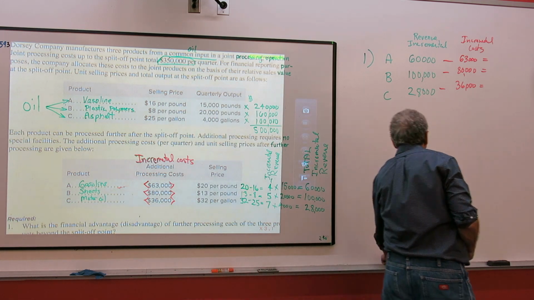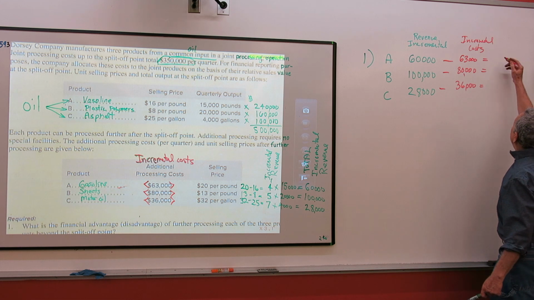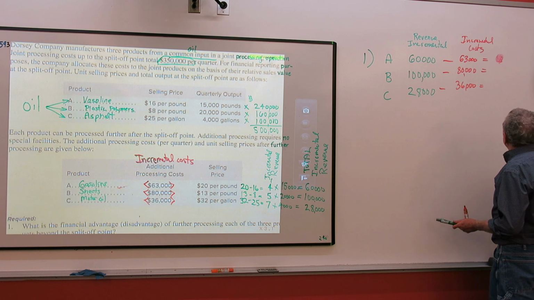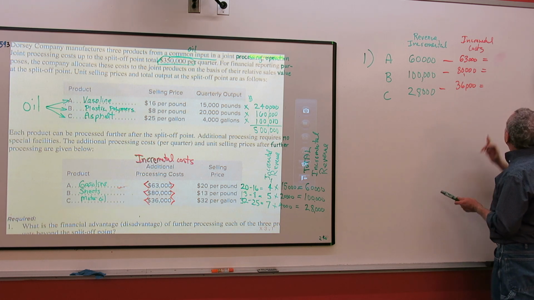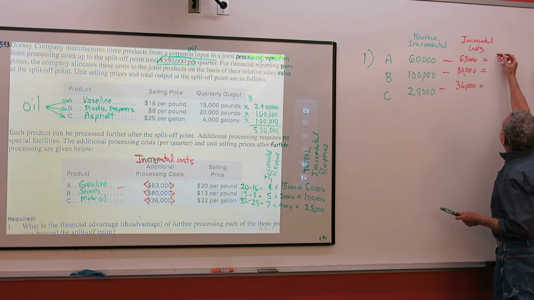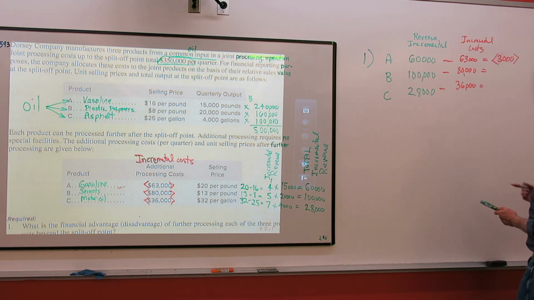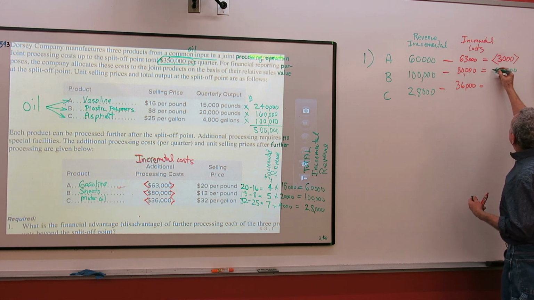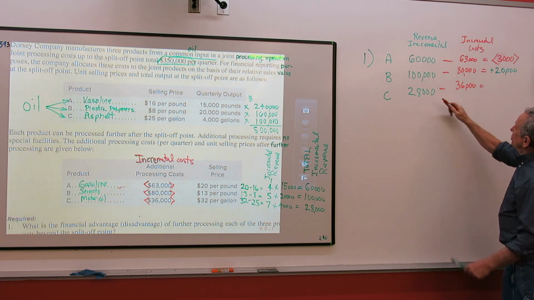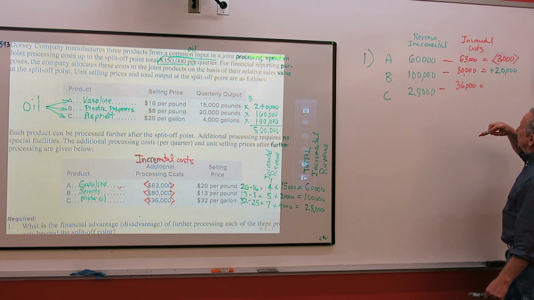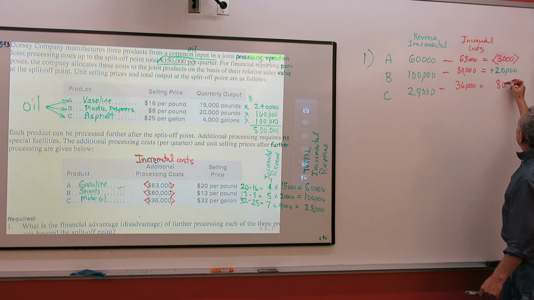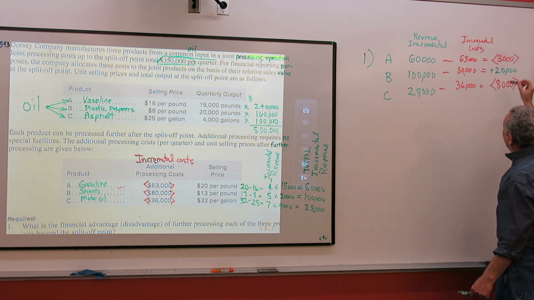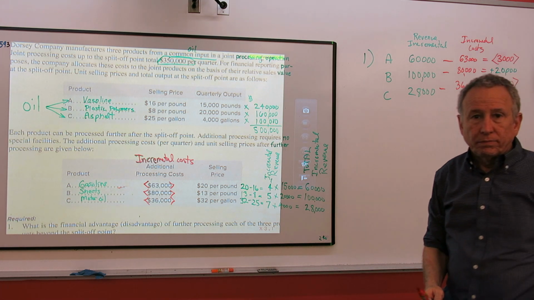So let's take a look. Again, 60 minus 63, we're going to lose $3,000 on that. That's pretty bad. That's a disadvantage, right? Okay, 100 minus 80, this one's going to give us a financial advantage of $20,000. This one we should process further. 28 minus 36, that's not a good deal, is it? You're going to lose $8,000 on that. So this is a disadvantage, advantage, disadvantage. So that's the answer to 1.